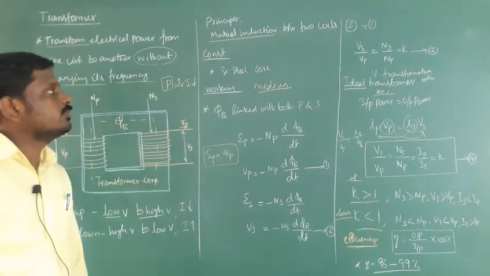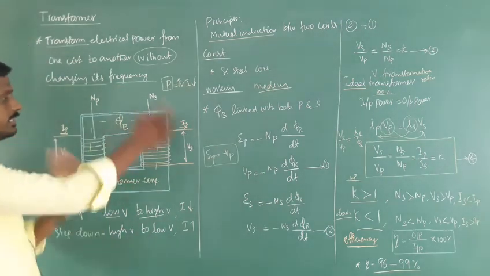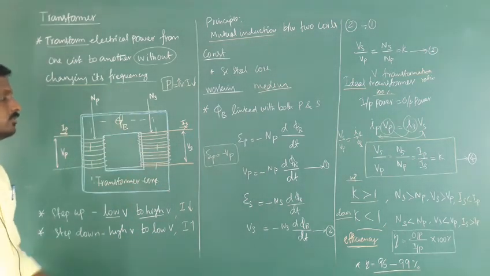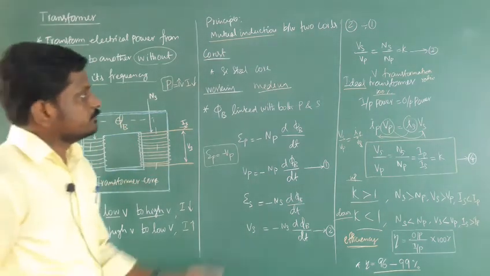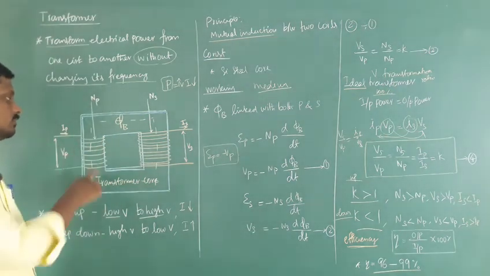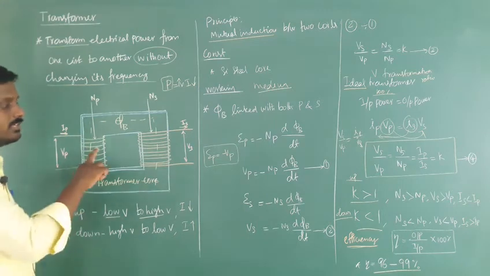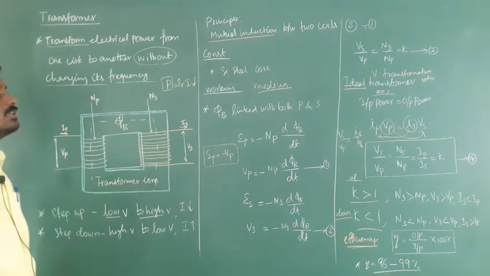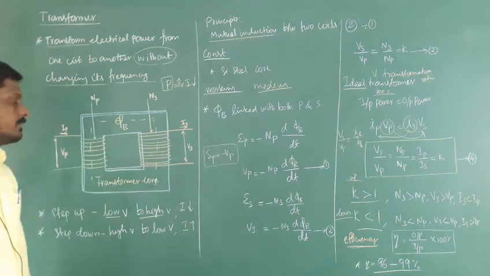Then what is the working? The whole set is immersed in a medium for electrical insulation as well as for cooling purposes. If an alternating current is passing, there is a change in current, so there is a change in magnetic flux. With the magnetic flux linked with the coil, an EMF is induced in the neighboring coil according to mutual inductance.